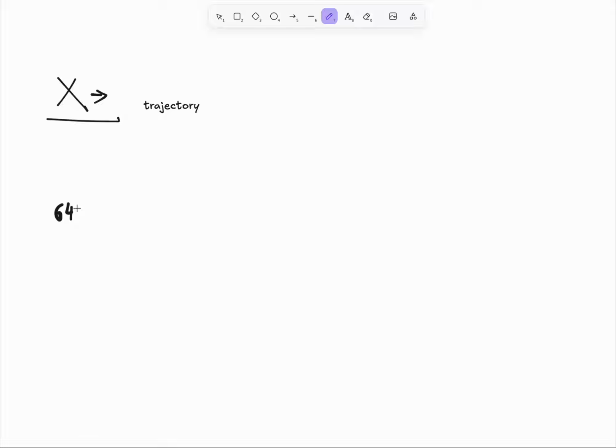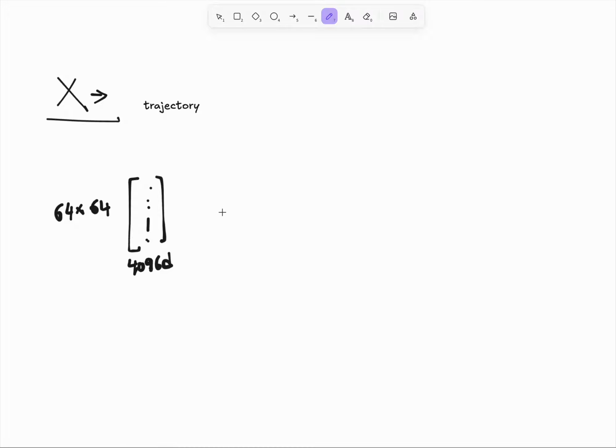So you have a 64x64 latent. Say you sample this from some Gaussian noise. So this is initially all garbage. This is a 4096-dimensional vector, so this is a point in 4096-dimensional space.